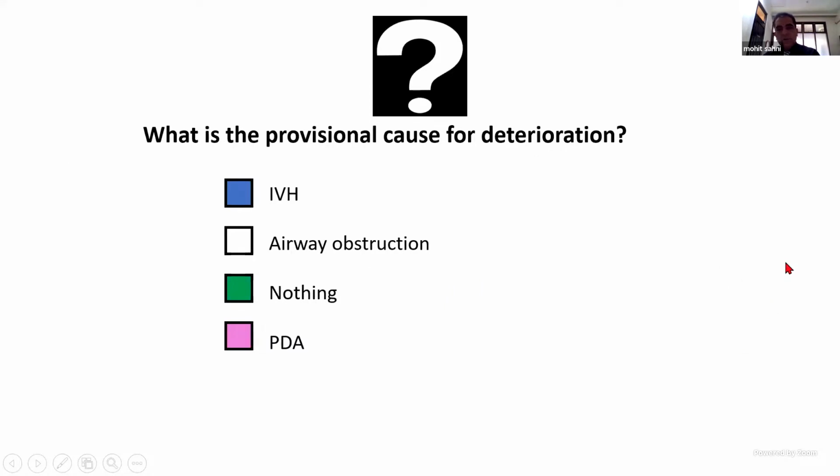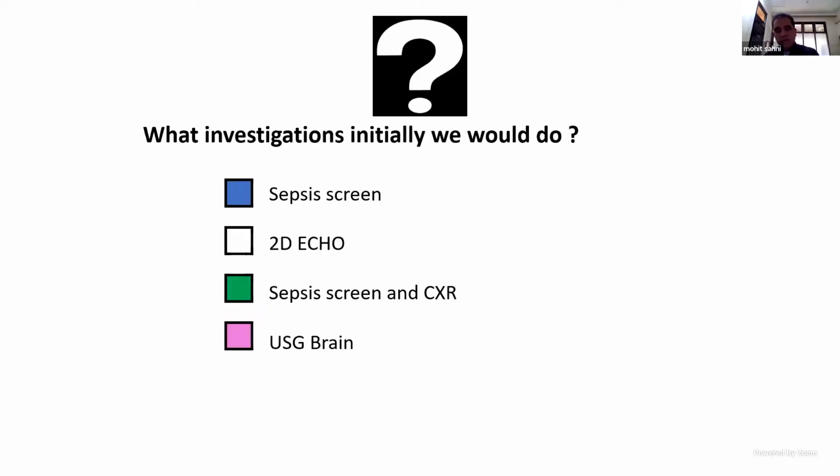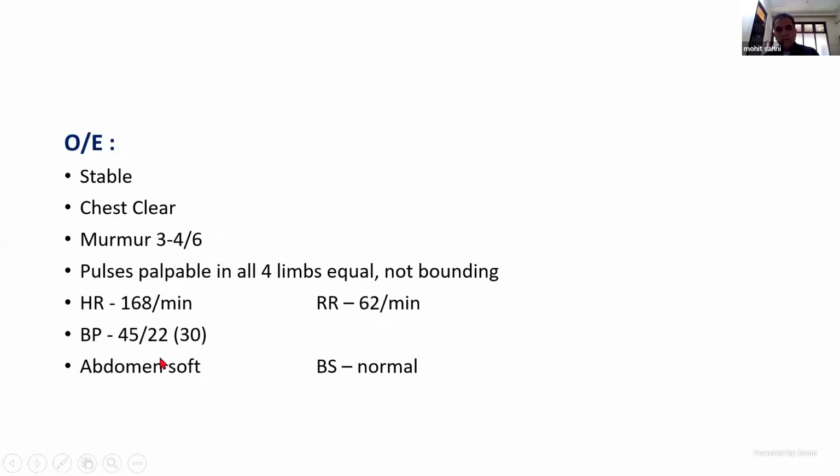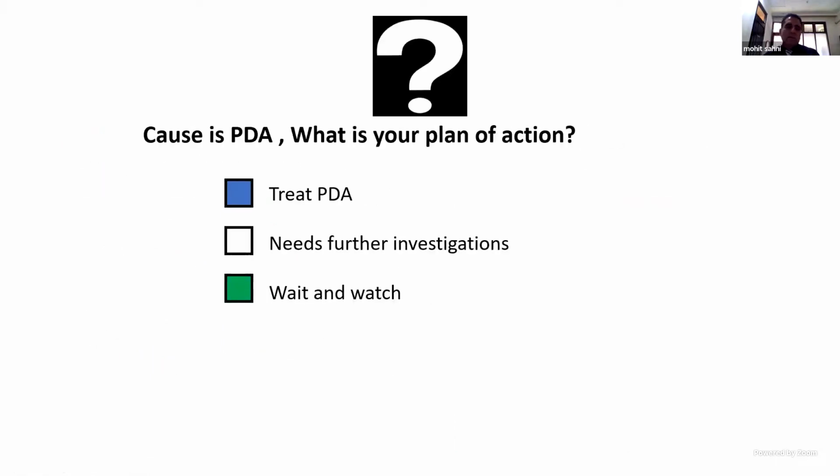So the provisional cause of deterioration can be IVH, because this is a high-risk time for these preterm babies to get IVH, or it can be the PDA. Why would I say PDA? Because if you see the clinical parameters, you can see a wide pulse pressure. A murmur is not very specific for any congenital heart disease or the PDA, but your blood pressure is indicating a wide pulse pressure.